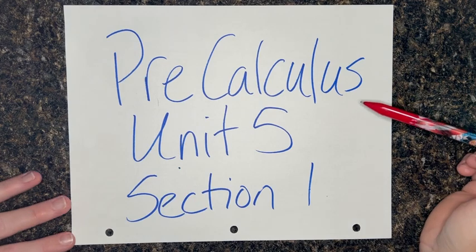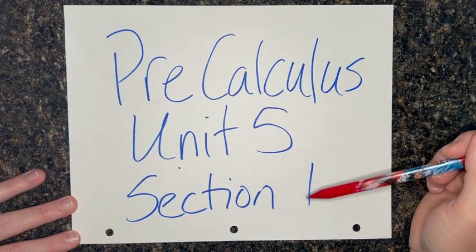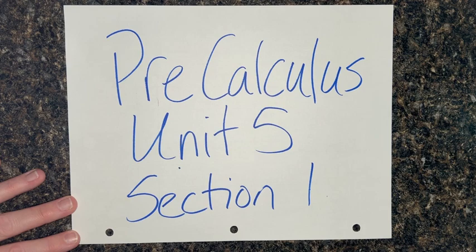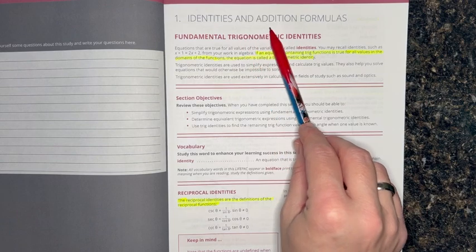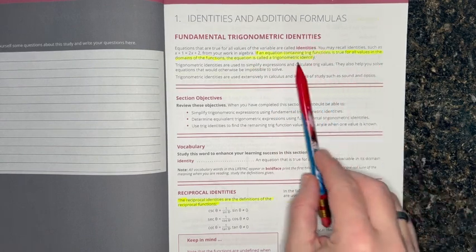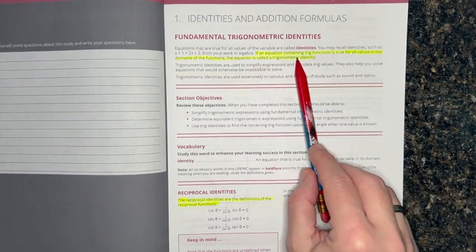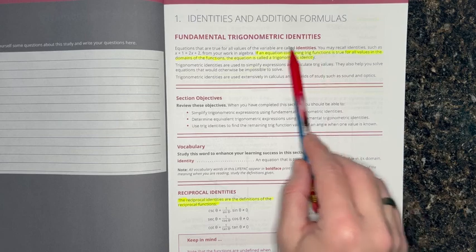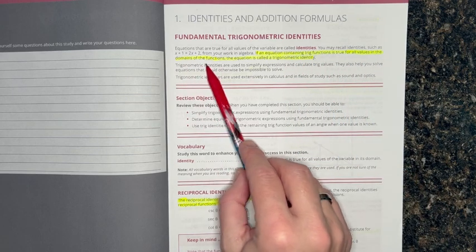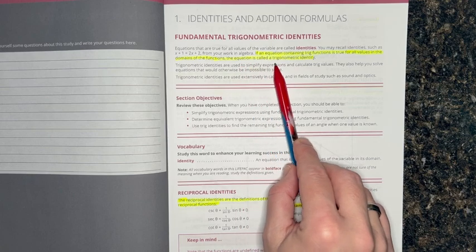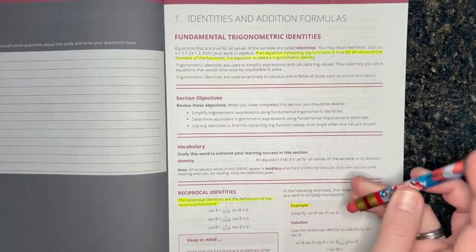Today we're going to be working through Pre-Calculus, Unit 5, Section 1. Unit 5, Section 1 begins on page 5, and it's titled Identities and Addition Formulas. It says here that if an equation containing trig functions is true for all values in the domains of the function, the equation is called a trigonometric identity.